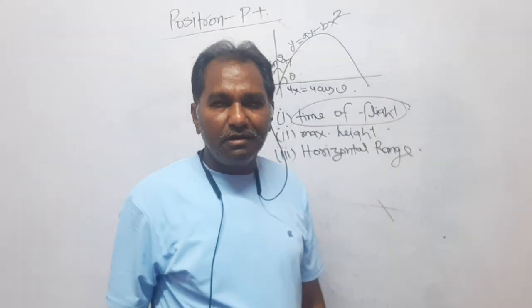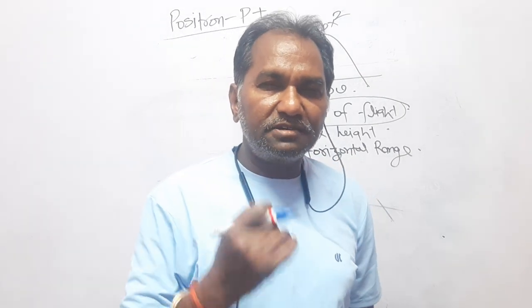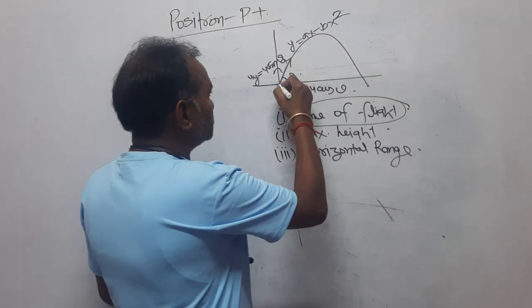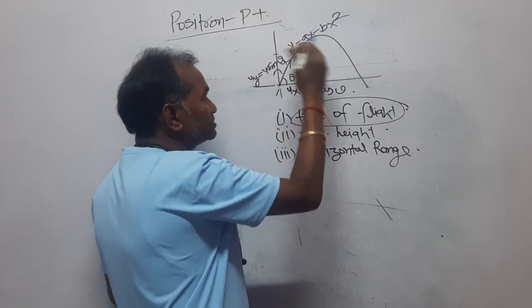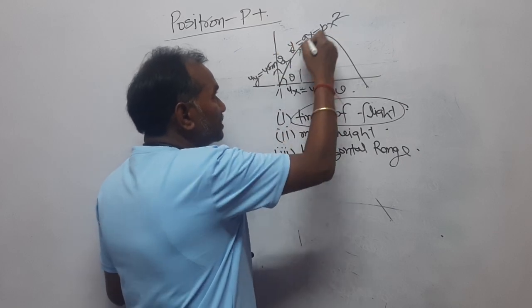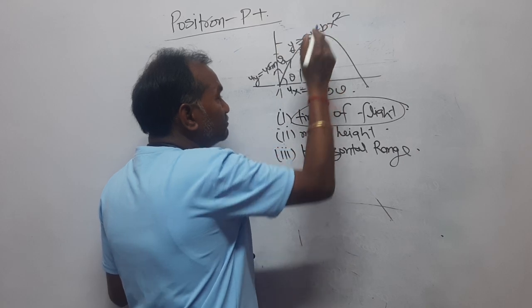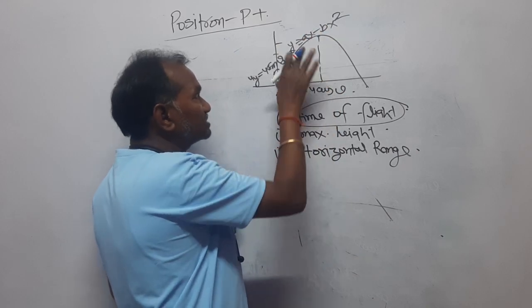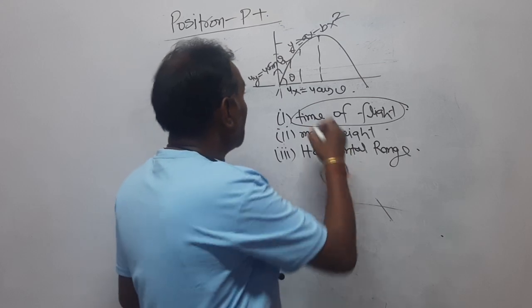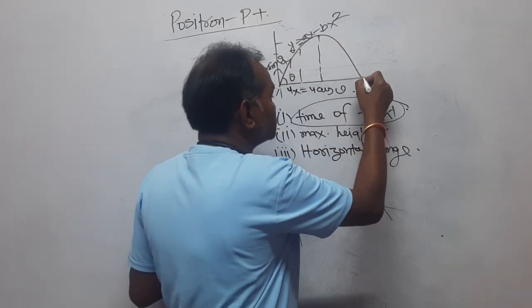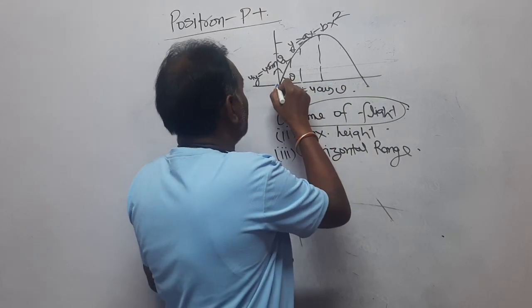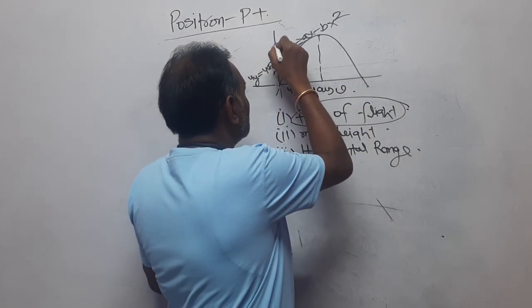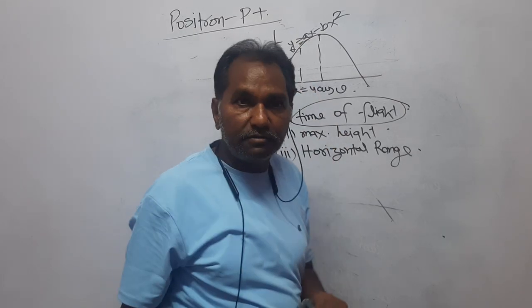I have told you, even at the beginning, that projectile motion is an example of two-dimensional motion. How? When the body comes from here, in the meantime it will travel this much distance on the x-axis and this much distance on the y-axis. When the body comes here, up to the maximum height, in the meantime it will travel this much distance on the x-axis and this much on the y-axis. And when the body follows this curved path and comes to here, it travels from here to here horizontally, and on the y-axis, vertically, it goes from here to here and then comes back to here.